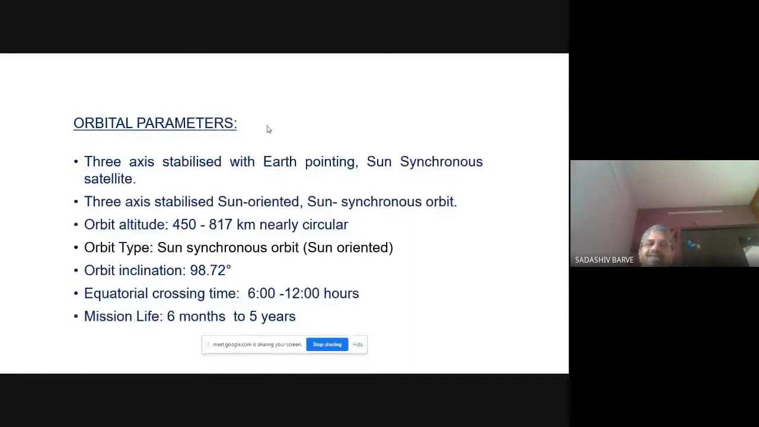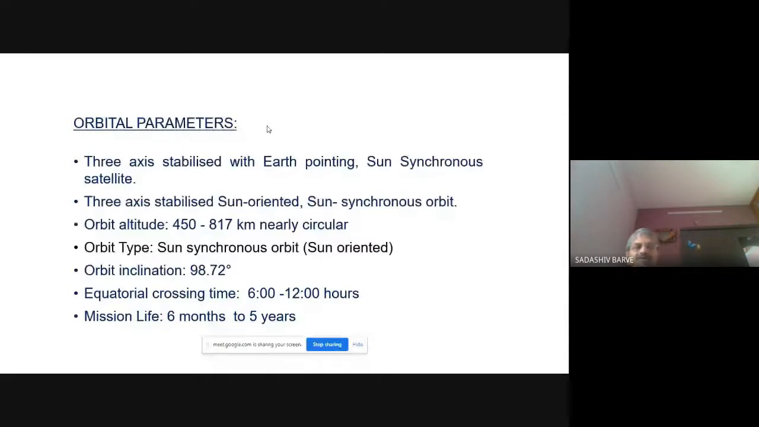Its intention or advantage is that whatever imagery of a given Earth surface I take today and tomorrow remains similar, under similar surface illumination. So that is the advantage of a sun synchronous orbit.